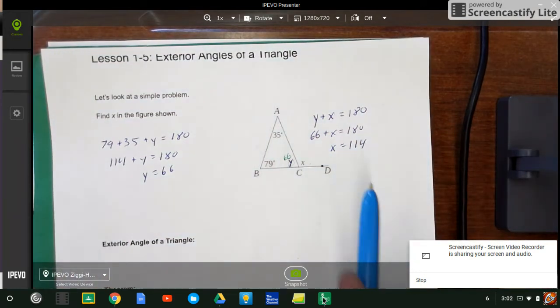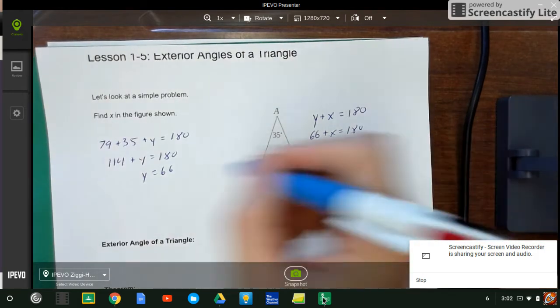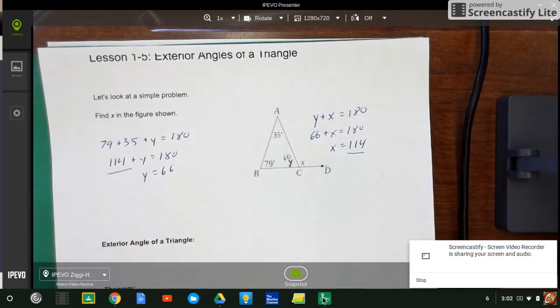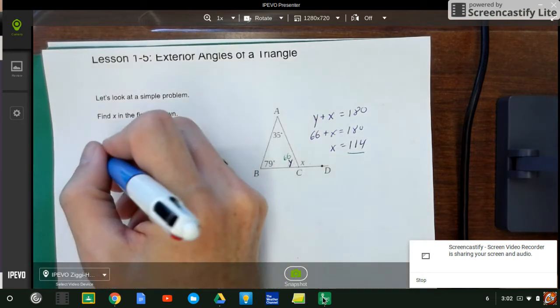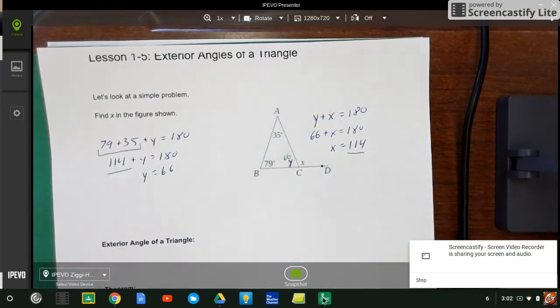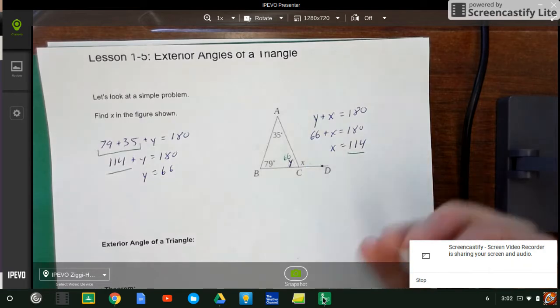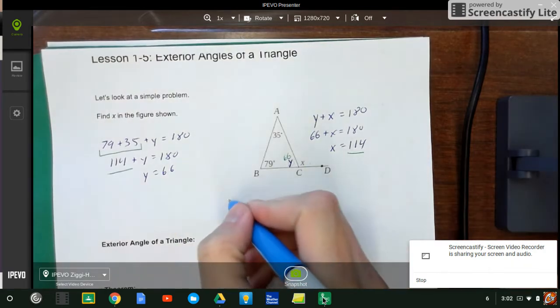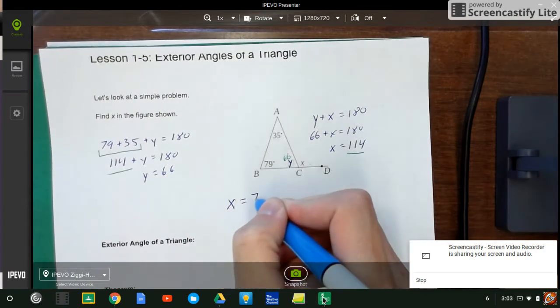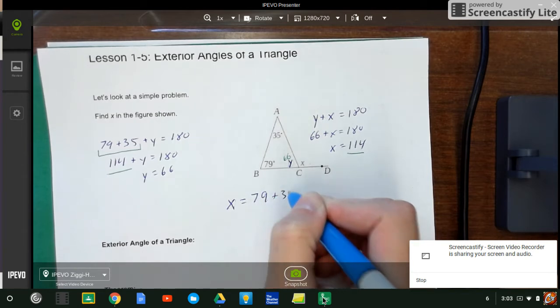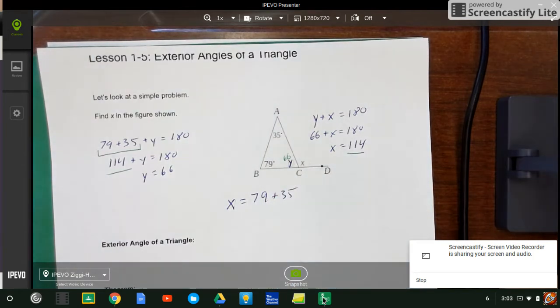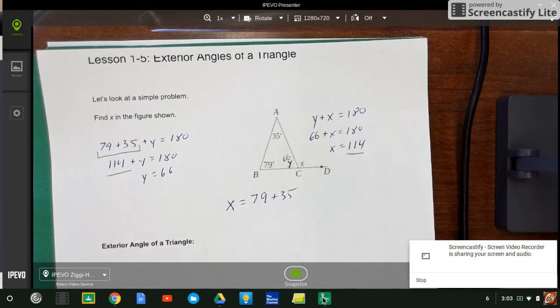Wait a minute. Haven't we seen this already? Look at here. Our x and that are the same number. Where did we get this from? By adding these together. Well, that's interesting. That means that this angle x is equal to 79 plus 35. And that actually always happens. That's not just a coincidence.